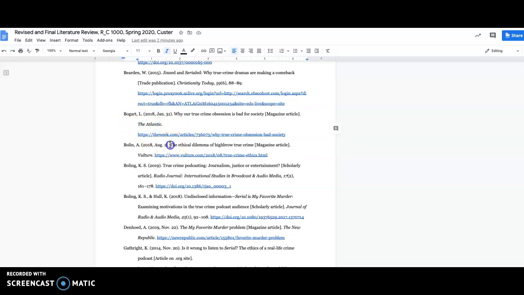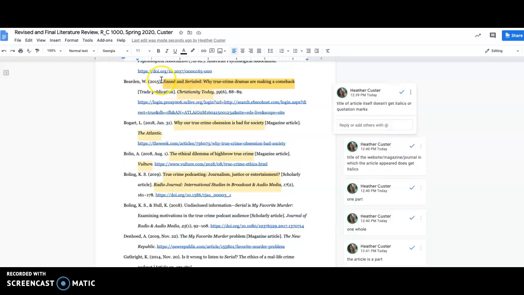So for another example, here I read the article called The ethical dilemma of highbrow true crime. And that article appeared on Vulture, a news media site. Here I read the article True crime podcasting: Journalism, justice, or entertainment. And that scholarly article appeared in this particular scholarly journal. Same thing right here. I read the article My favorite murder problem, which appeared in the New Republic magazine online.